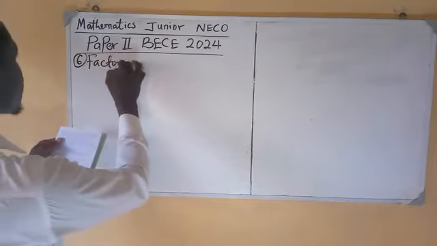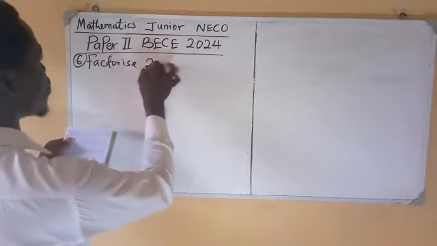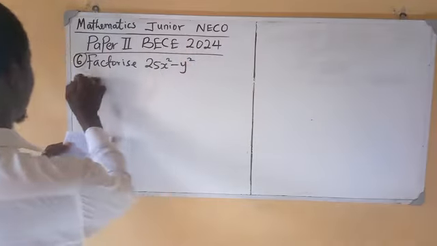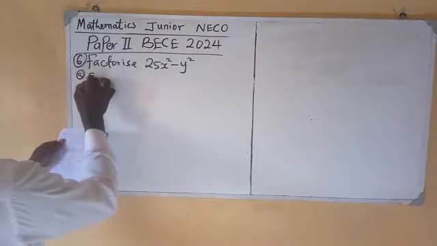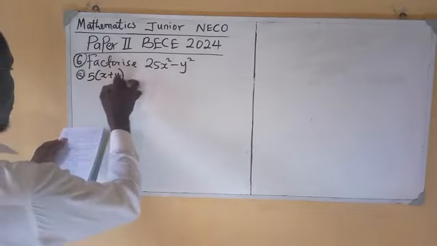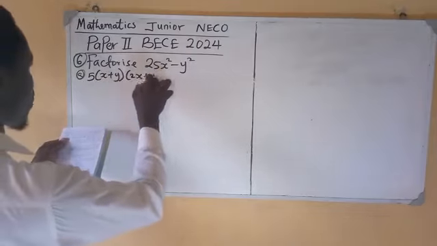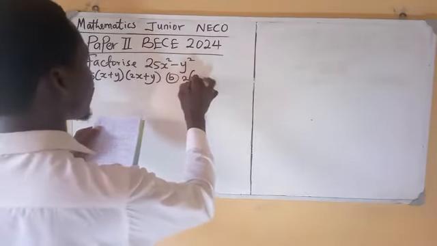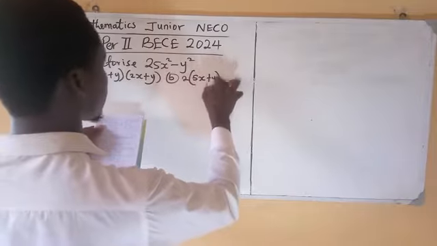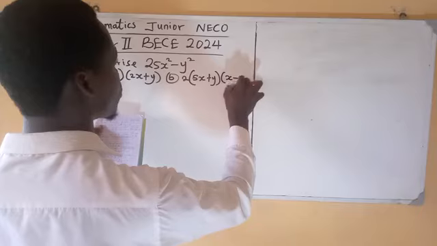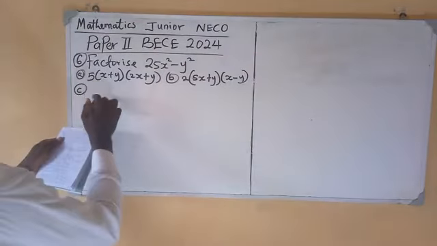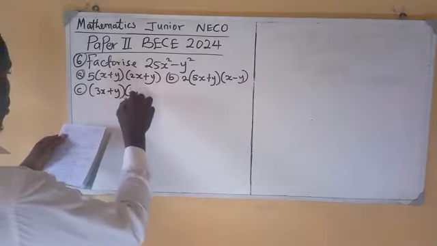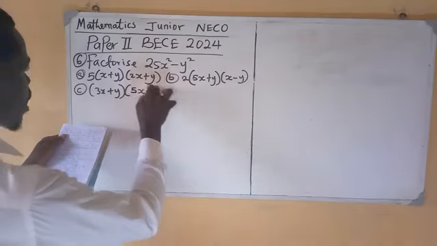Factorize 25x squared minus y squared. And the options given are A, 5 into x plus y, 2x plus y. B, we have 2 into 5x plus y into x minus y. Then C, we have 3x plus y into 5x minus y.